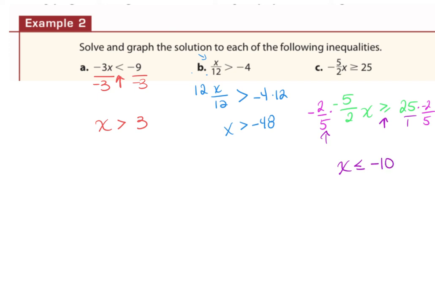And so anytime what is with the x that you are multiplying or dividing by is negative, that's when you flip it. So I don't care what this one is. I only care what is with my x.